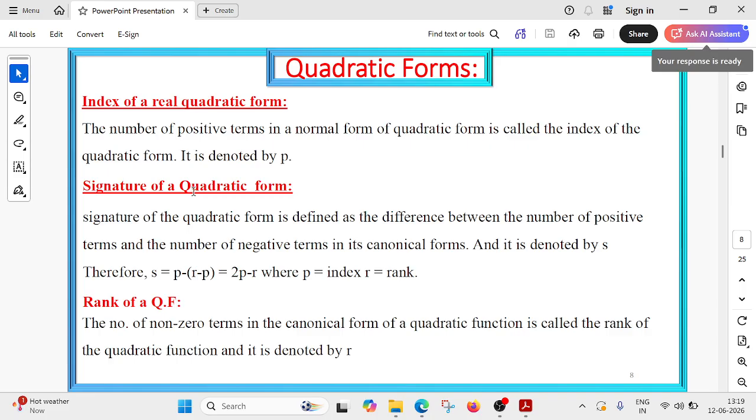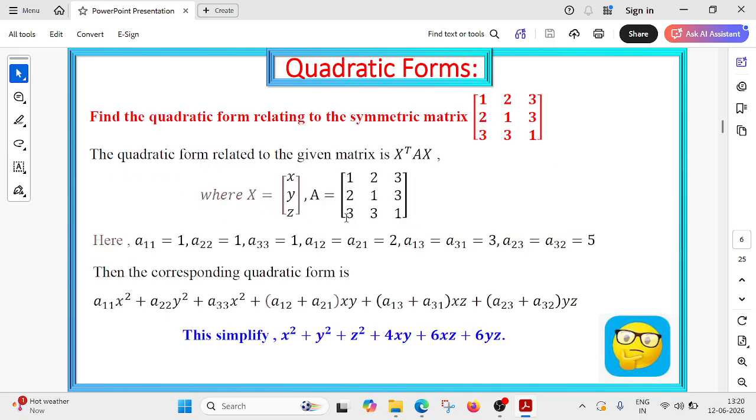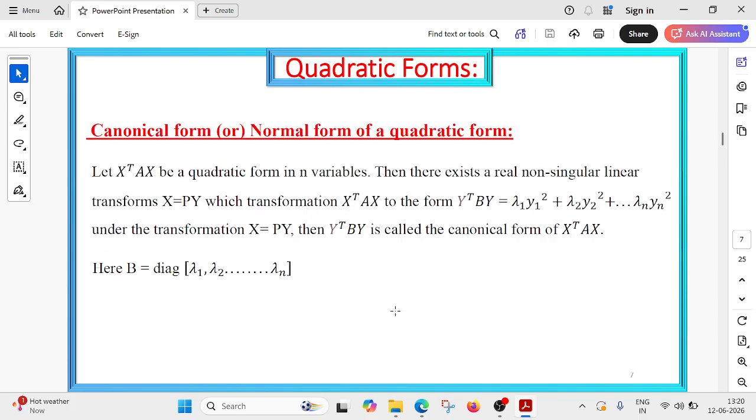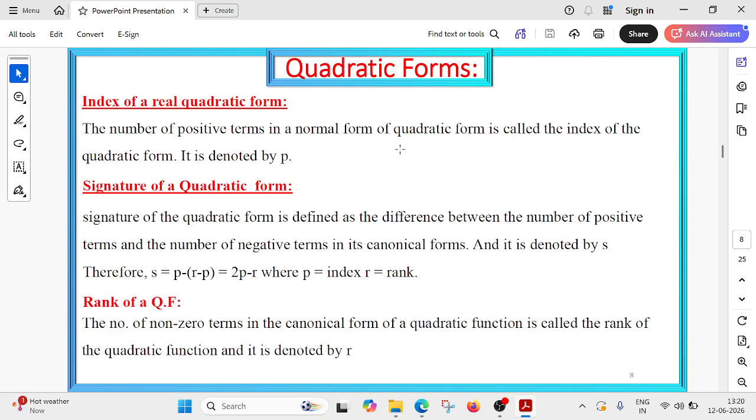And then, what is the nature of the quadratic form? We are going to discuss briefly here. Index of a quadratic form: the number of positive terms. So the number of positive terms in a normal form of a quadratic form is called the index of the quadratic form. It is denoted by P.